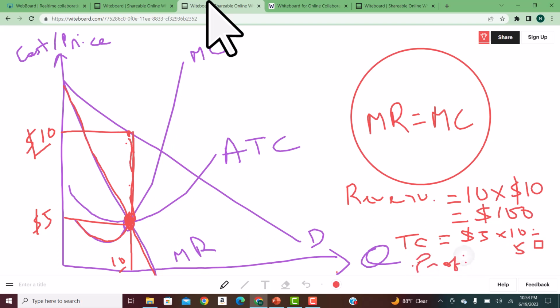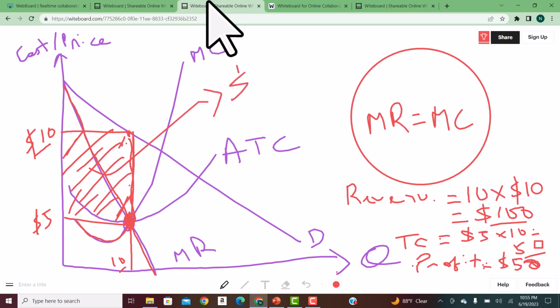What's your profit? Profit is basically your revenue minus cost, which is also $50. And this $50 is shown by this shaded area of the rectangle. This is $50, and that's the profit. So that's how we calculate the profit of a firm using the different types of curves, which is very important.